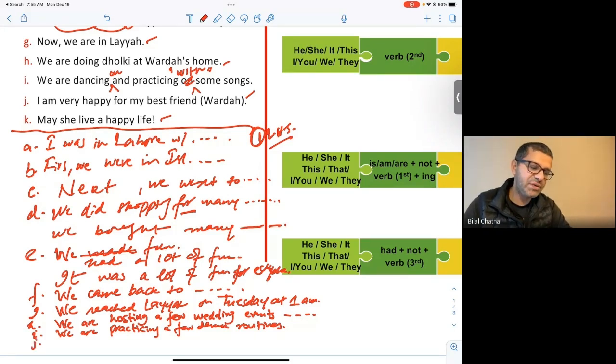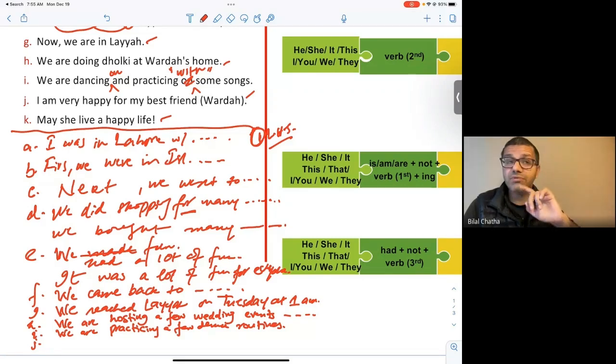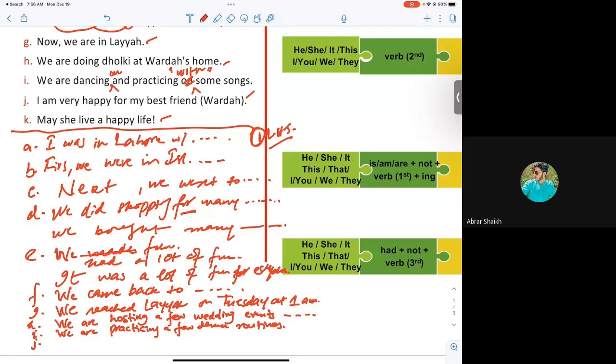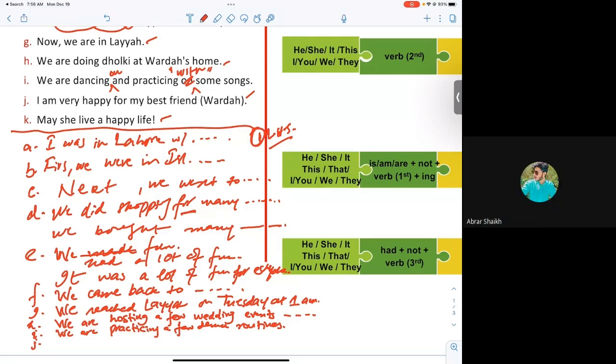Okay, next. I am very happy for my best friend Varda. Sumer: Sir, I am feeling pleasure for my best friend. Okay, so I'm feeling very happy. But pleasure would be the wrong word here. I'm feeling joyful will be the right word. I am feeling very happy will be the right word, and pleasure will not be right. Any other, Abrar? So, statement J. Sir, same as that: I am feeling very happy. I'm feeling very happy. Good.